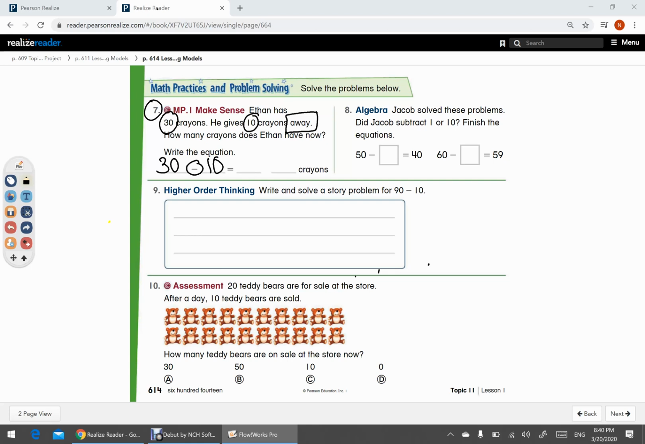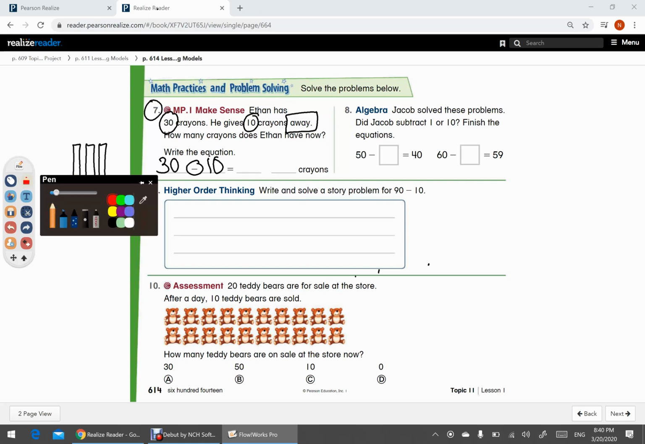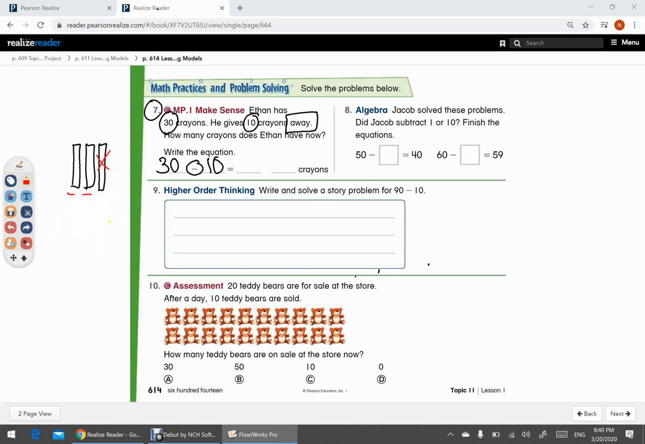So I will draw it here. 30, 10, 20, 30. From 30, I have to take away 10. How many am I left with? Excellent. I'm left with 20. So Ethan has 20 crayons. Do you understand how to do it? Yes, you do it. If you have any questions, feel free to ask me.